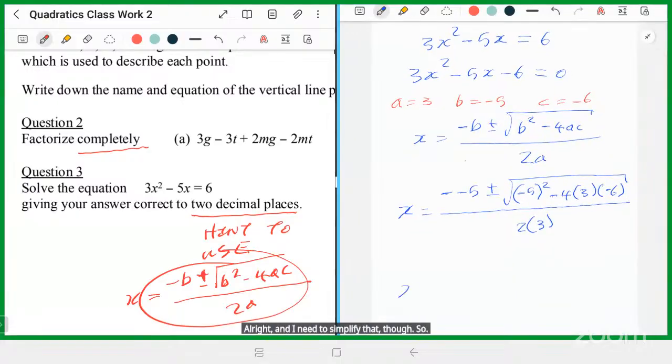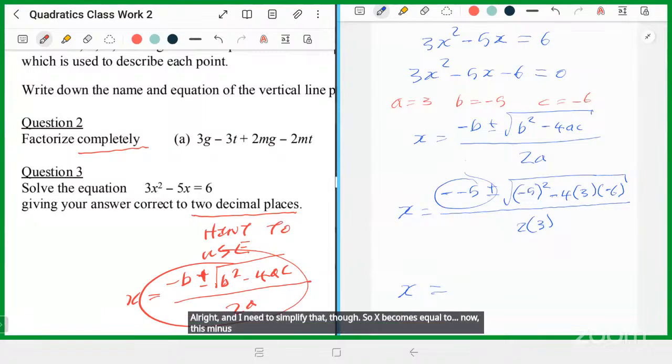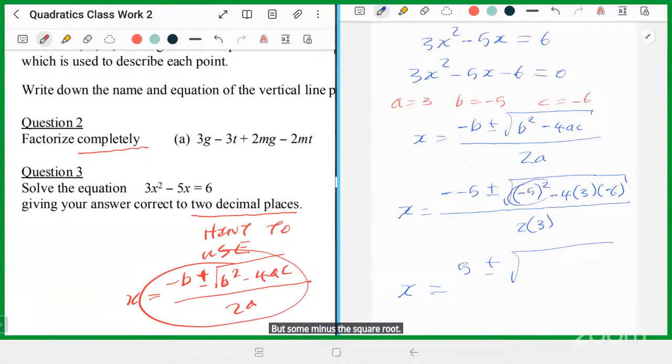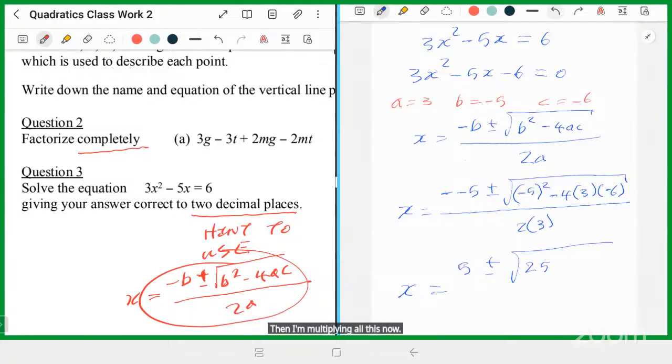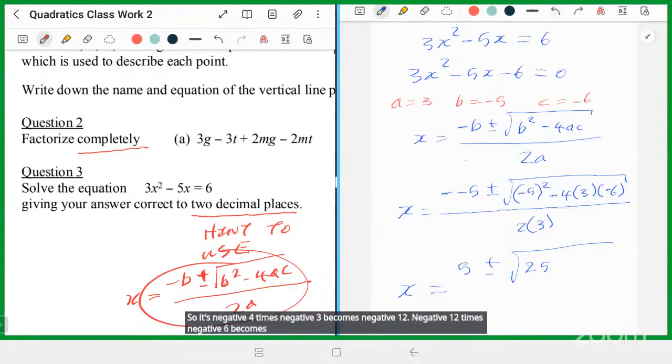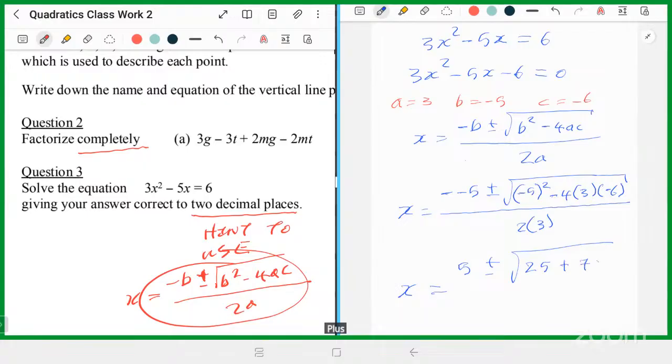So x becomes equal to, now this minus 5 becomes a positive 5, plus or minus the square root. And when I square this negative 5, it becomes positive 25. I'm just going to write 25 there. Then I'm multiplying out this now, and careful with the negative signs. This negative 4 times negative 3 becomes negative 12. Negative 12 times negative 6 becomes a positive 72, plus 72. Negative times negative is positive. They're dividing all of that by 2 times 3, which is 6.